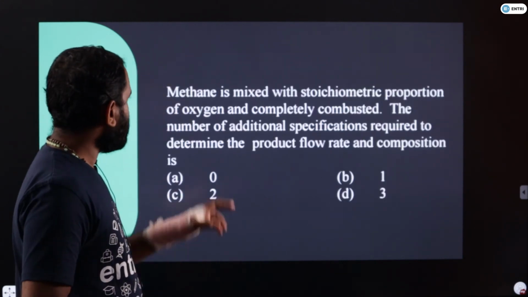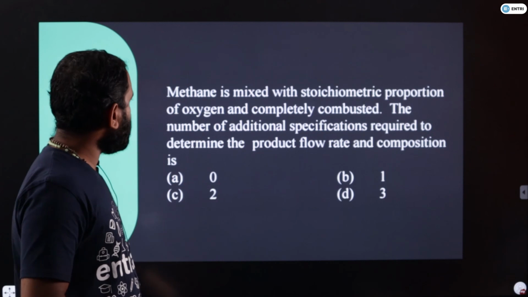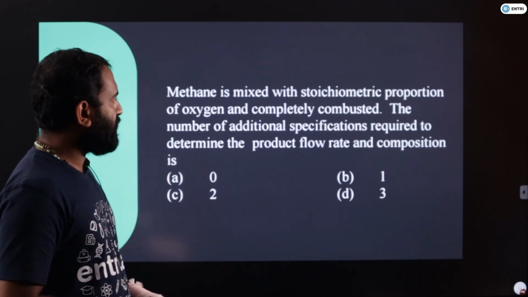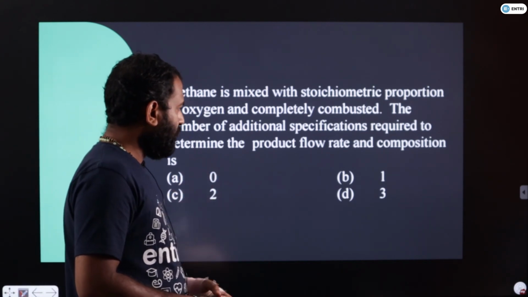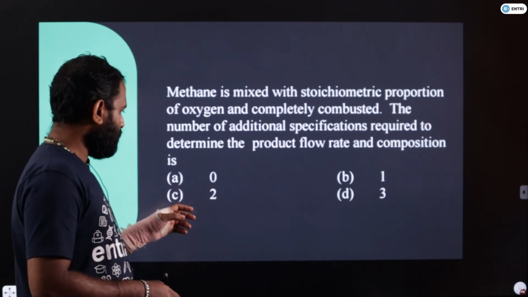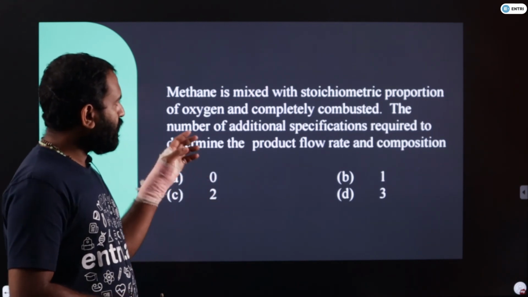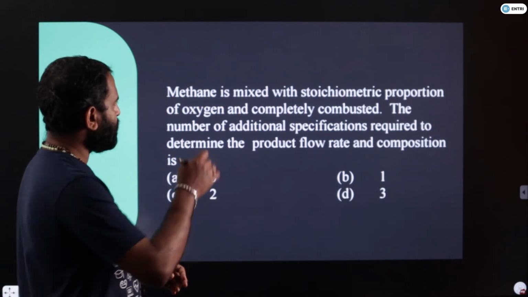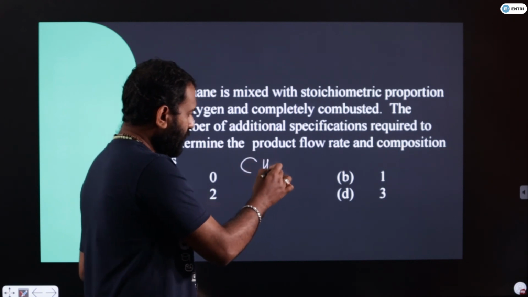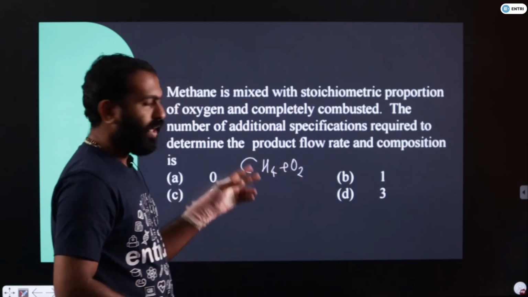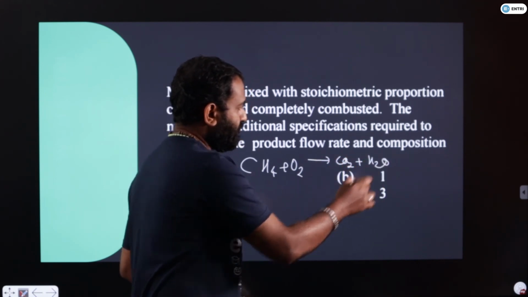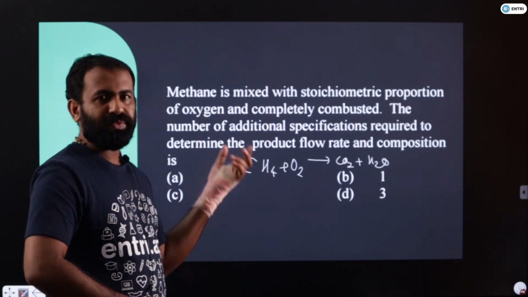So, one more question. Methane is mixed with a stoichiometric proportion of oxygen and completely combusted. The number of additional specifications required to determine the product flow rate and composition: option A 0, option B 1, option C 2, option D 3. This is also one of the previous GATE questions. Here methane is mixed with oxygen, so the reaction is methane plus oxygen, and the products are carbon dioxide and water. These are the information we can get from this question.